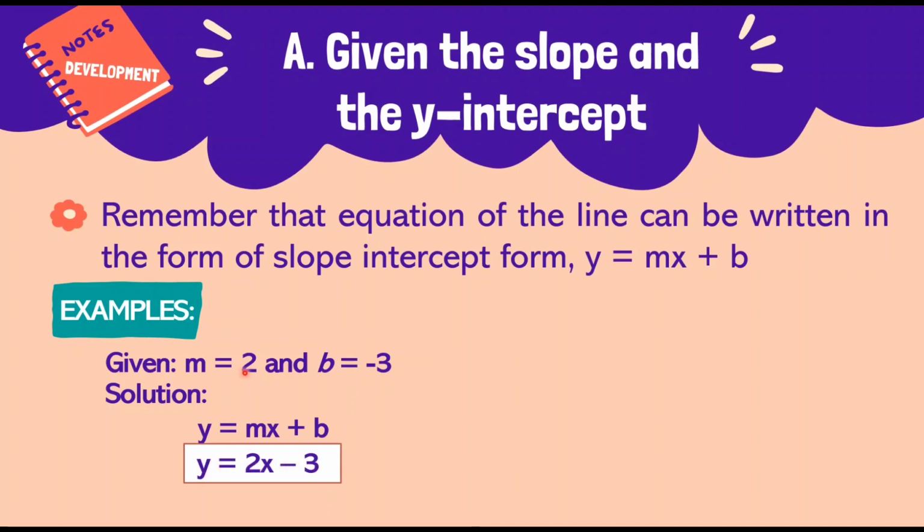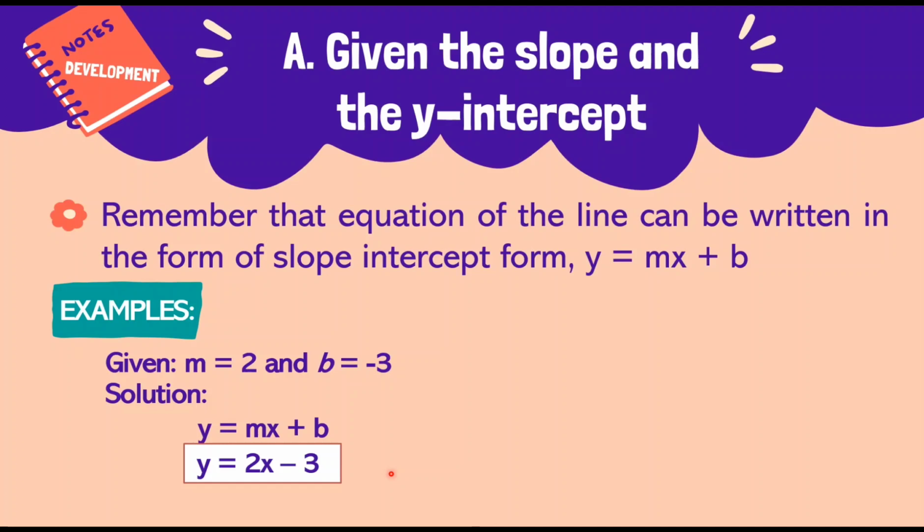So, as you can see, we just put the 2 in the numerical coefficient of x. And then, our -3, we just put it, we substituted it for b. So, that will be our equation of the line. So, how are we going to rewrite that given y is equal to 2x minus 3 into standard form? So, how are we going to write it?